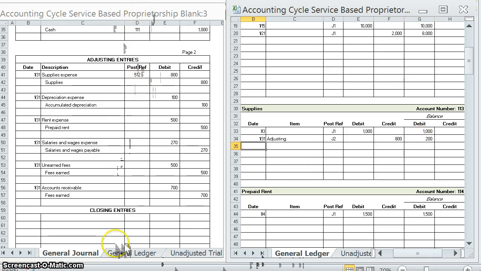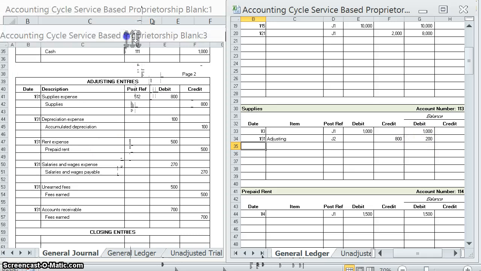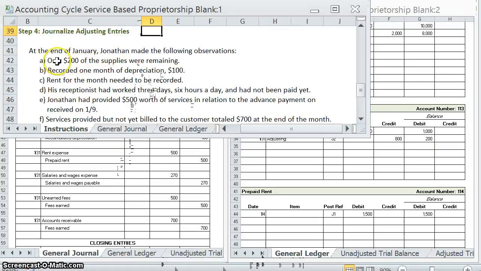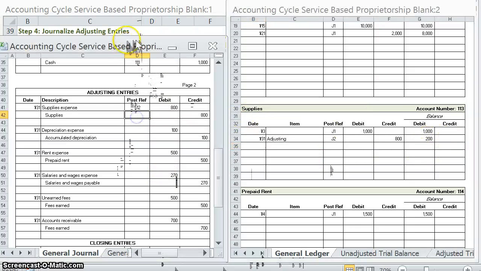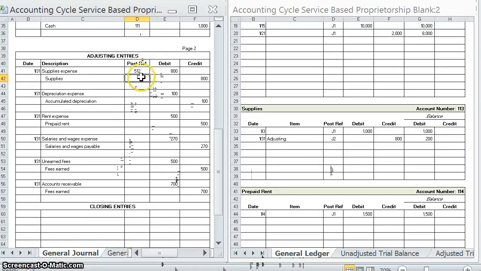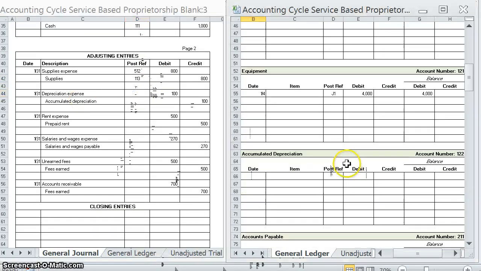And if we go back to our adjusting entries, keep in mind before in A, it said only 200 of supplies were remaining. Notice now it's showing we have $200 in supplies remaining. So that's the cool part about it. All right, well, cool to me. I don't know how much to you. All right, let's go to the next one, depreciation expense.